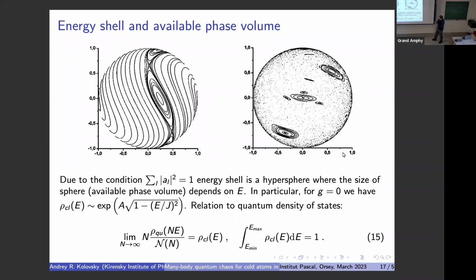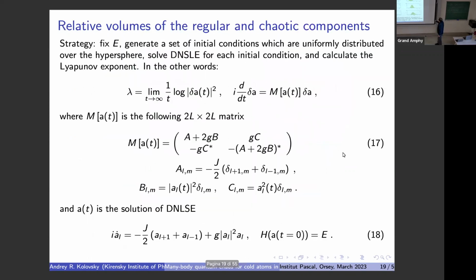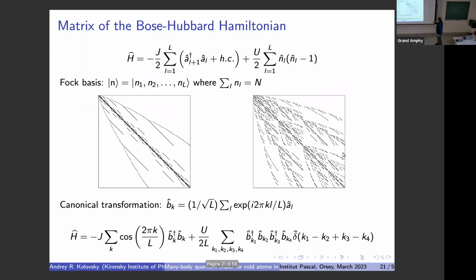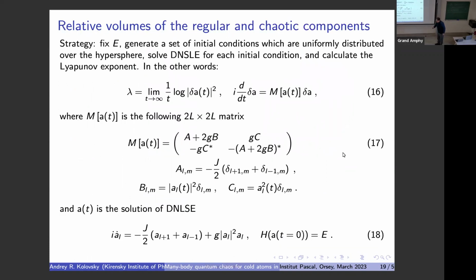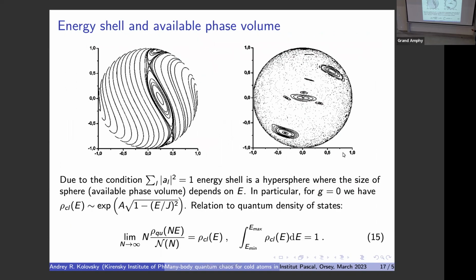So it is relatively easy to find the volume of the energy shell. But the next question is, what is the relative volume of the chaotic and regular components? Then the strategy is quite simple. The standard procedure: you randomly pick an initial condition, any trajectory on the energy shell, and then evolve the trajectory and do its stability analysis.